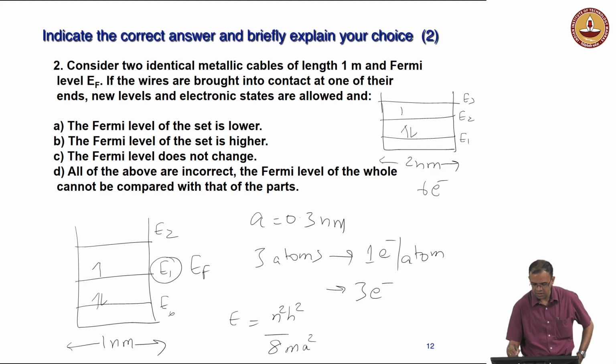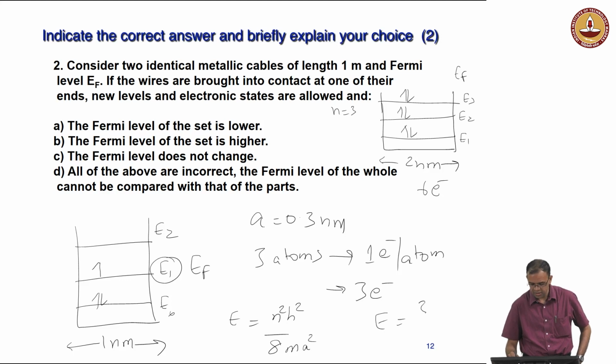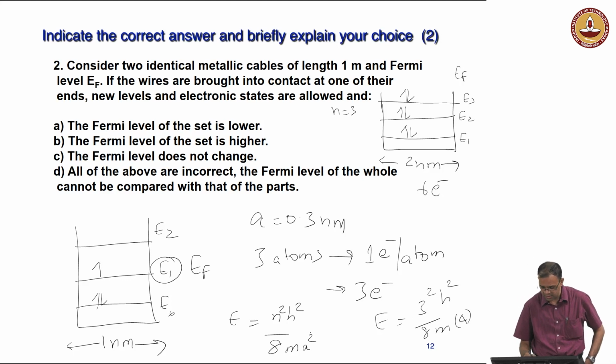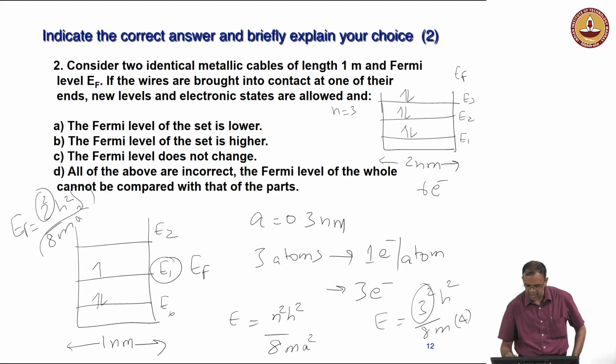So if I put 2 electrons here, this is now my Fermi level. So this corresponds to n equal to 3. So the energy E is 3 square h square by 8 m a square. This energy, the Fermi level, I'll write it here, n is 2, so 2 square h square by 8 m a square. So this is essentially a constant. So this is 4, this is 9 by 4, so 2 point something. So overall the Fermi energy would drop.